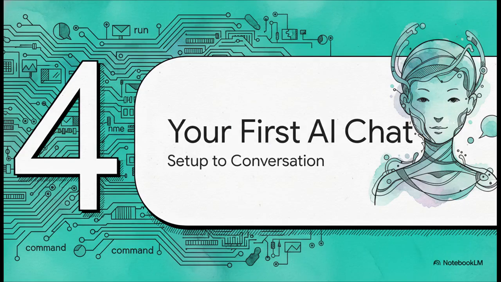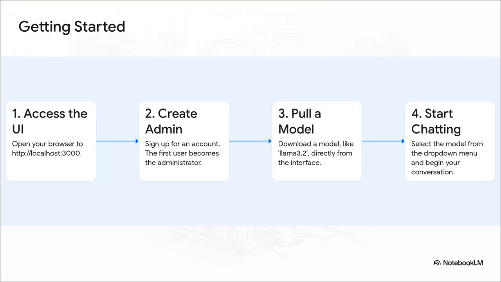Okay, so you've run the command. What's next? Let's walk through what it looks like to go from that initial setup to having your very first conversation with your new private AI. It's incredibly straightforward. You just open up your web browser and go to the address localhost 3000. The first person who signs up for an account automatically becomes the administrator. From there, you just go into the settings, tell it to download a model, let's say Llama 3.2, select it from the list, and that's it. You're ready to start chatting.